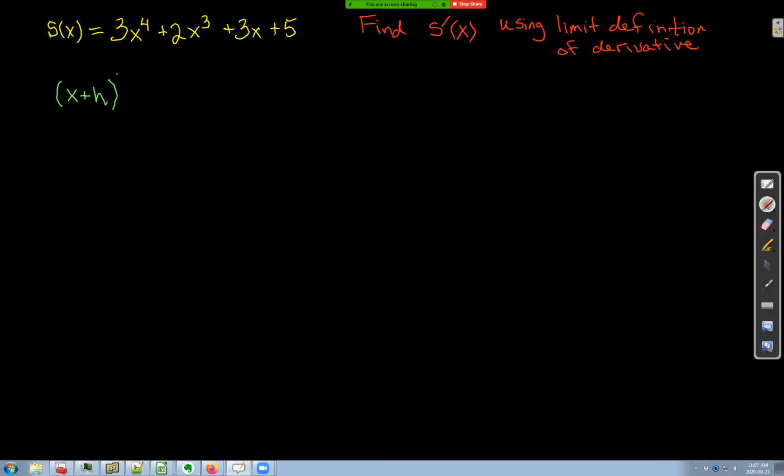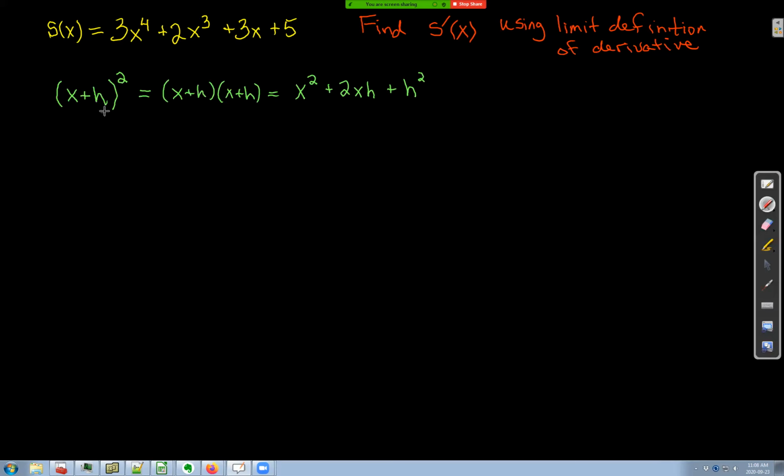And I hope you know from experience that when you have x plus h and you square that whole quantity, you have to do FOIL, right? You have to do x plus h multiplied by x plus h, and then you have to do FOIL, and when you do FOIL there, you get x squared plus 2xh plus h squared. Okay, so I hope that looks familiar to you.